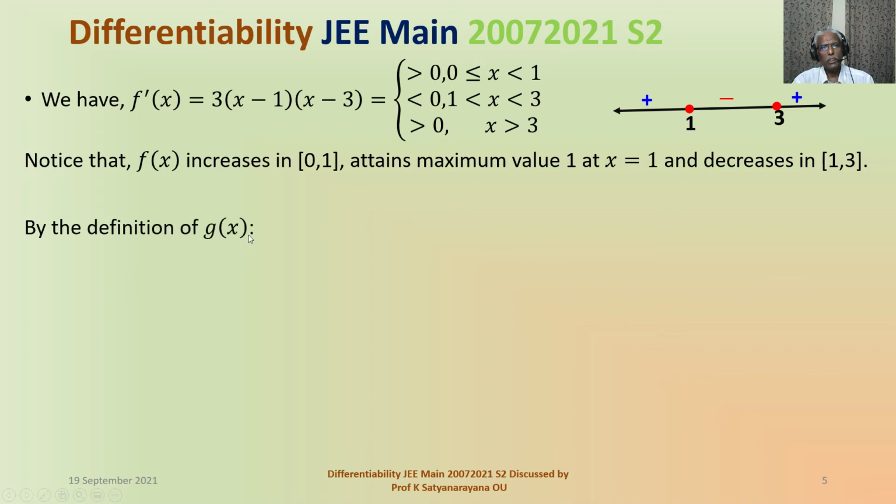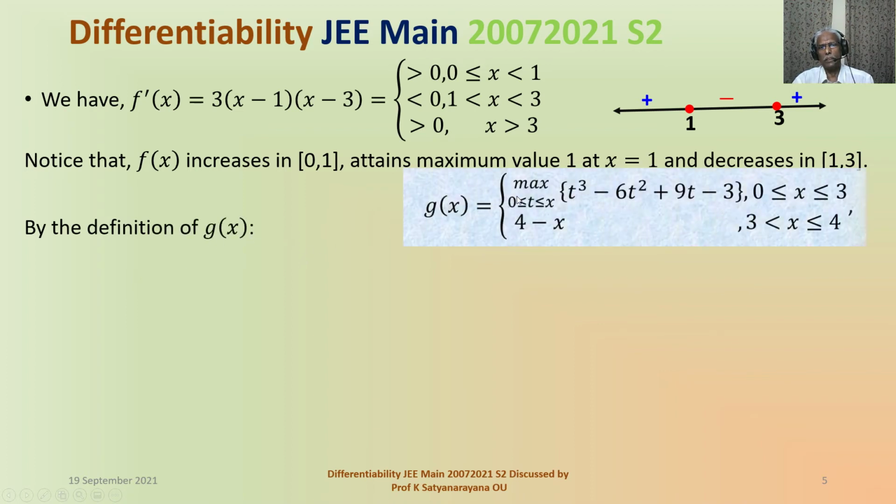So by the definition of g of x, what's the definition of g of x? Recall, g of x is equal to the maximum of f of t for 0 less than or equal to t less than or equal to x, when x ranges 0 less than or equal to x less than or equal to 3. So in the interval 0 to 1, it is an increasing function. Therefore, the maximum is f of x only, at x. For a value of x, the maximum is f of x only.